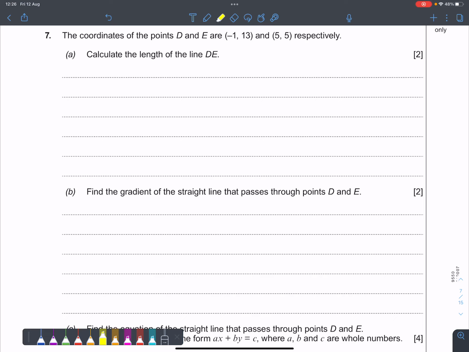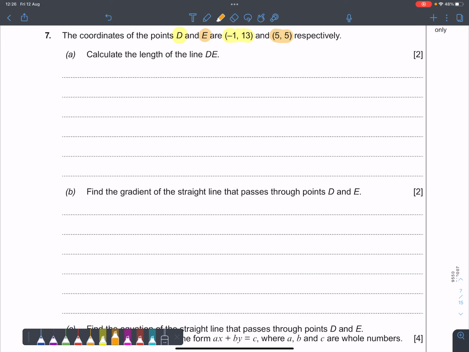Okay, in this video we're going to be having a look at question 7 of the WJEC additional maths paper from June 2014. So we have the coordinates of the points D and E are (-1, 13) and (5, 5) respectively. And we want to calculate the length of the line DE.